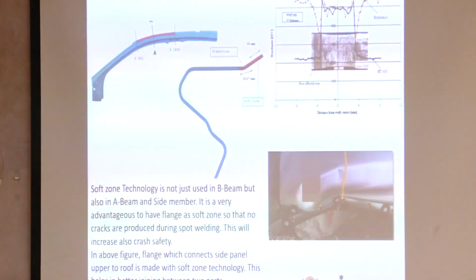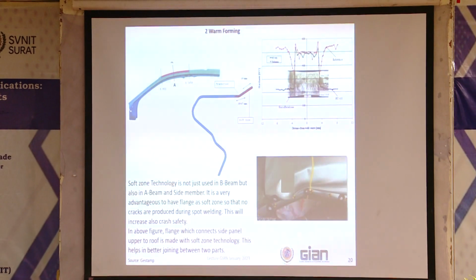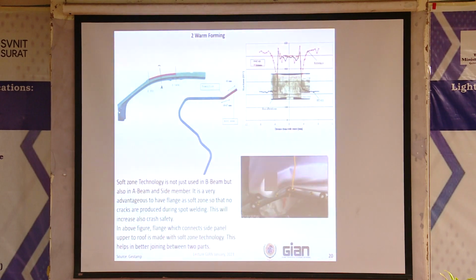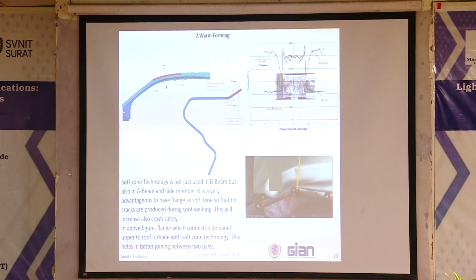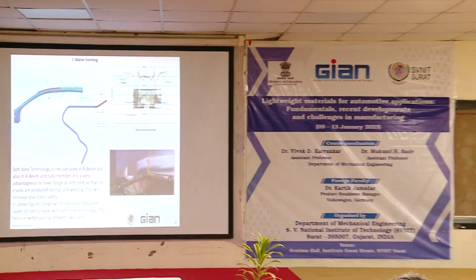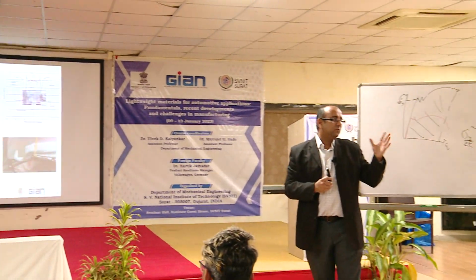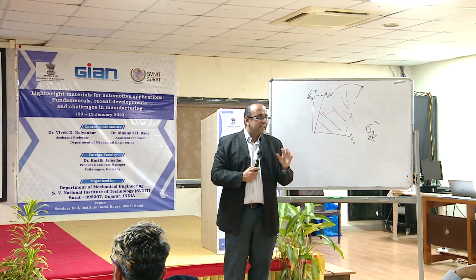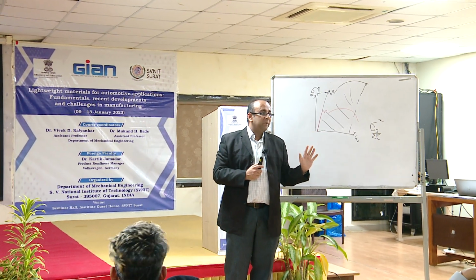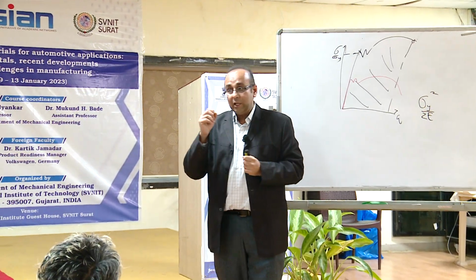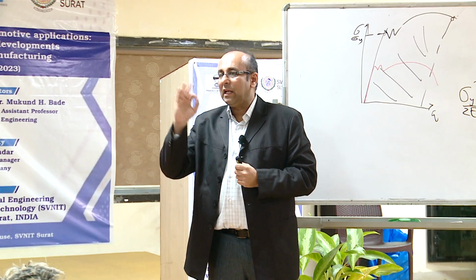Plus, this soft zone technology has a very important use also on the flange sides. What happens normally if you have a very hard part, and in the automobile industry, practically a lot of joining happens, I would say 70 to 80% joining happens by spot welding. That is the most economical process. If there is no economical benefit, the automobile industry will not accept it. No one will do it. So in economic benefit, spot welding, no one can beat that.